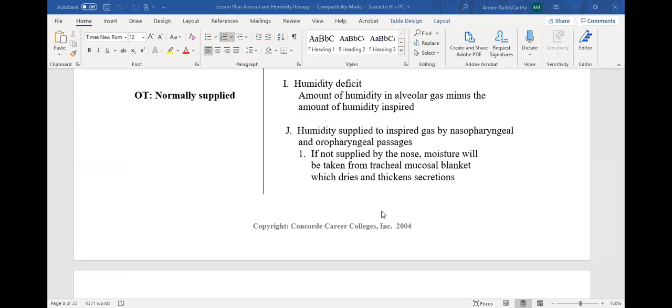And so the humidity in the outside air is way less than the humidity inside. So the body has to humidify that air even harder before it can use it. And it creates a deficit, okay? And that's what humidity deficit is. It's the amount of humidity in the alveolar gas minus the amount of humidity in inspired gas, okay? That's the humidity deficit. So if the humidity inside my lungs is 44 milligrams of water, but it's only 19 milligrams outside, what is the deficit?